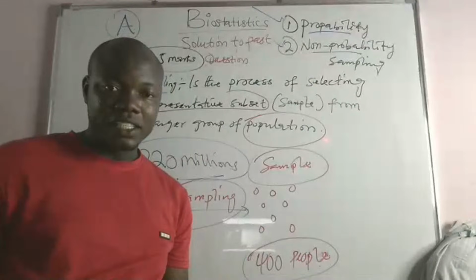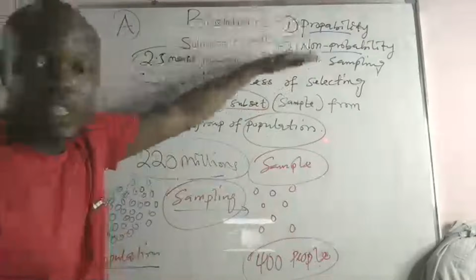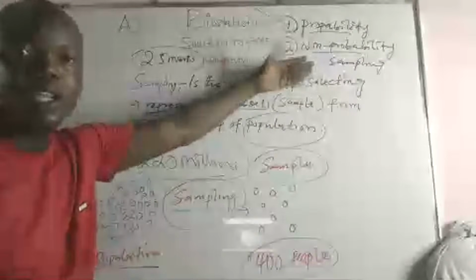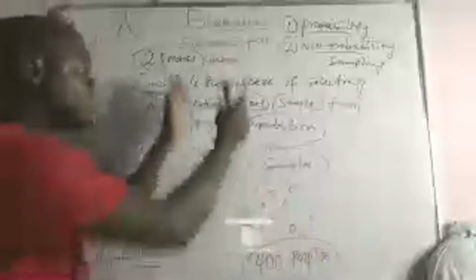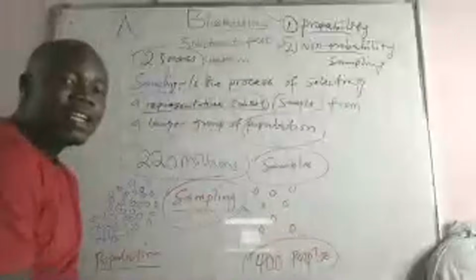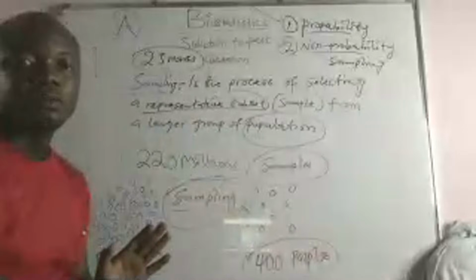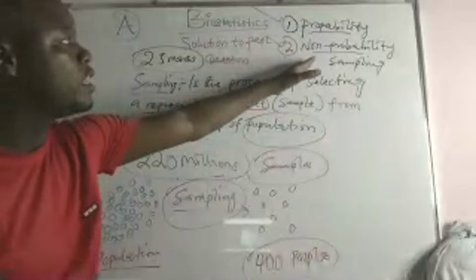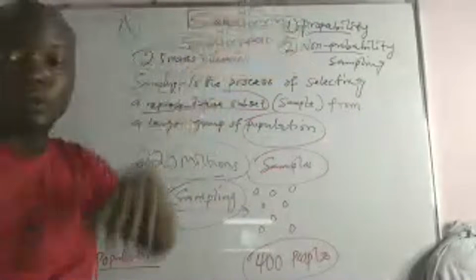So what I am asking now, can we look at the different types of probability sampling and non-probability sampling, or should we move to the next question? I always prefer to solve questions so that anytime you see questions on sampling, you will be able to address them. So now the question is, can we look at the different types of probability sampling to mention them, and then the types of non-probability sampling?